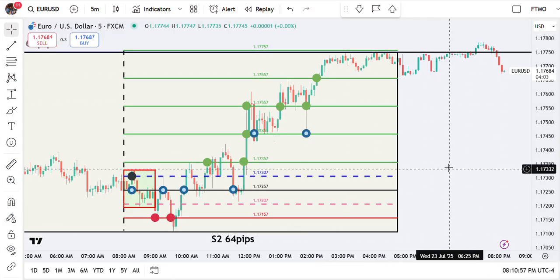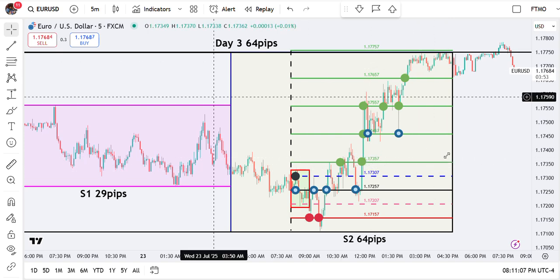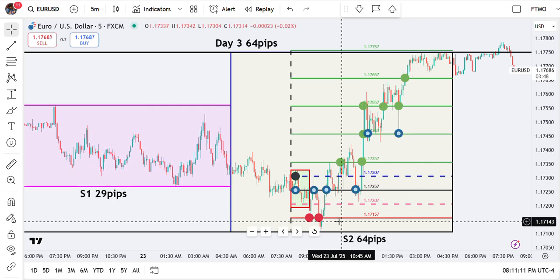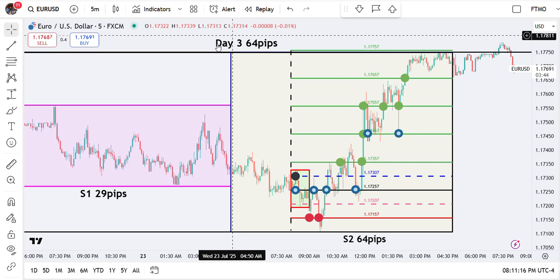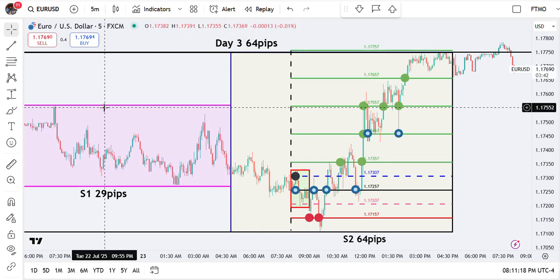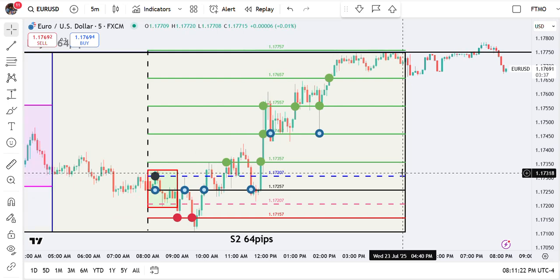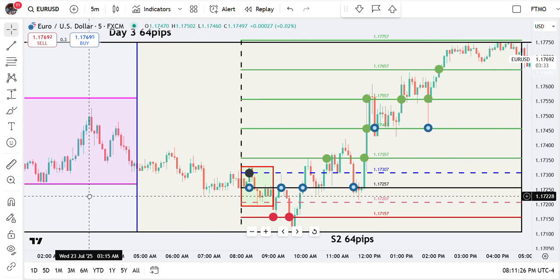All right, now let's get to the fun part. This is what you're looking at right here. This is my chart. This is not my teaching chart. This is my chart, and this is price action from today. This is actually today, July 23rd, Wednesday, and this is the completed day 3, 63 pips in range. Session 1 was 29 pips. Session 2 was 64 pips. And I'm going to explain to you, based off all the knowledge that we learned over time, what we're looking at over here.